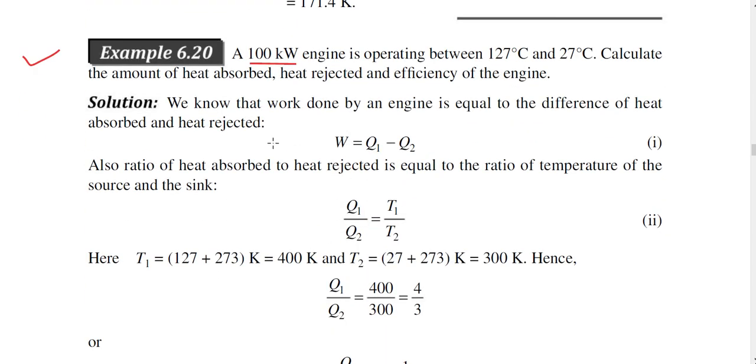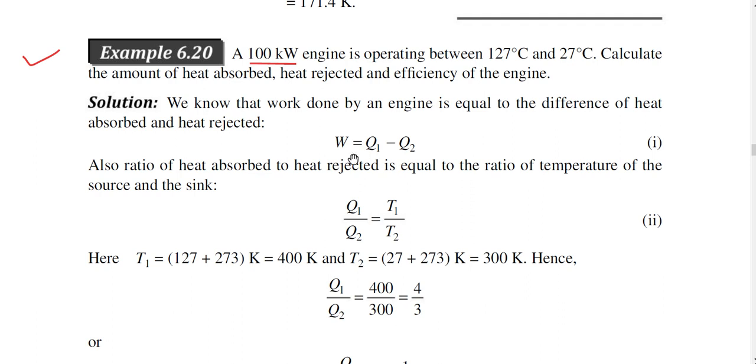Next problem: a 100 kilowatt engine is operating between 127 degrees centigrade and 27 degrees centigrade. From the first sentence, the temperatures of the source and sink are given, and the 100 kilowatt rating gives the wattage, from which we can calculate the work. Calculate the amount of heat absorbed, heat rejected and efficiency of the engine. So we have to calculate several parameters: heat absorbed, that is Q1, heat rejected, that is Q2, and efficiency, that is eta.